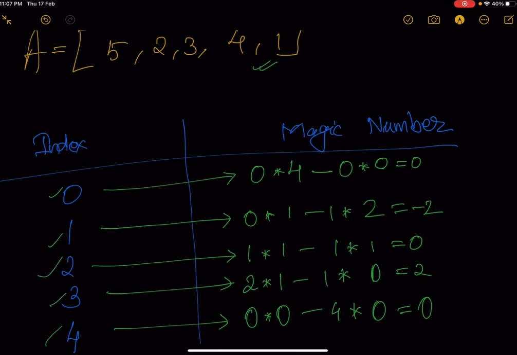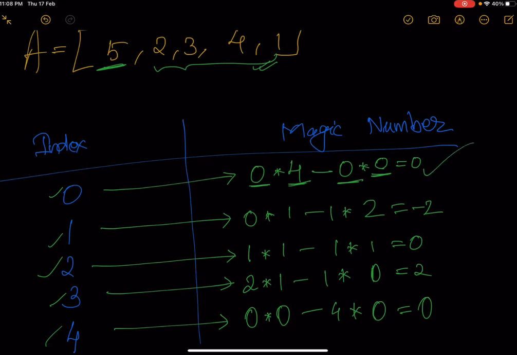If you consider the 0th element, which is 5, how many elements to the left of it are smaller than 5? There are 0 of them, multiplied by how many elements to the right of 5 are smaller than 5. There are 4 elements smaller than 5 to its right. So 0 multiplied by 4, minus how many elements to 5's left are greater than 5. There are none of them, multiplied by how many elements to the right of 5 are greater than 5. There are 0 of them, so into 0. So 0 into 4 minus 0 into 0 is basically 0.